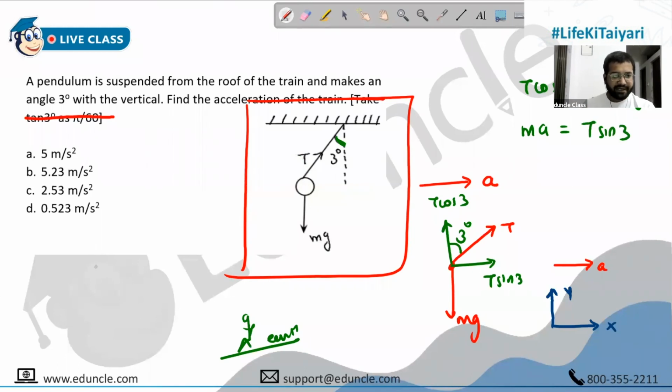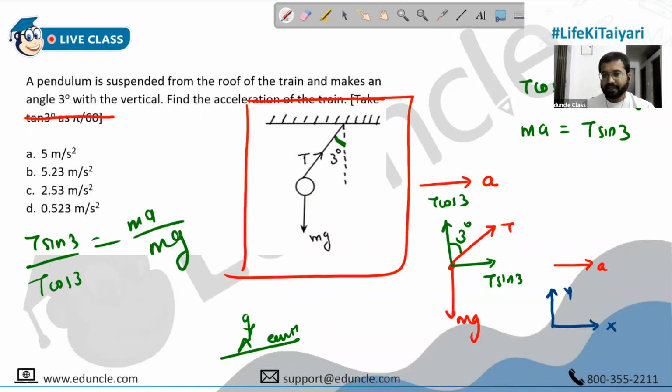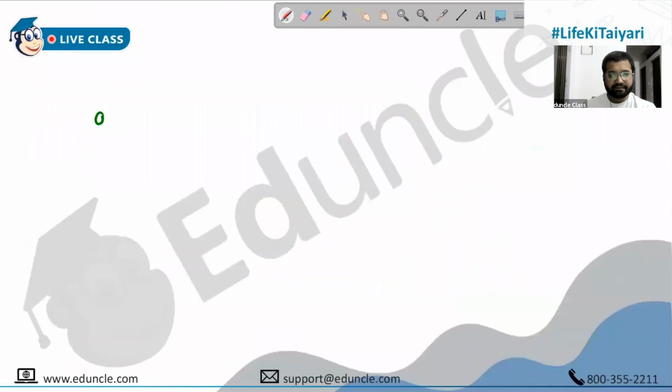Let's divide them. So T sin 3 upon T cos 3 is equal to MA upon MG. I just divided them appropriately here. T sin upon T cos is MA upon MG. So T gets cancelled. Sin upon cos is tan 3, this is A by G, and A is G tan 3.